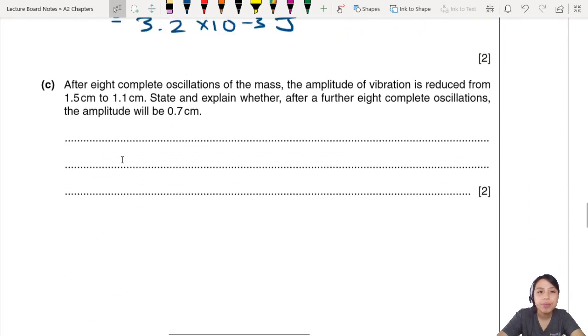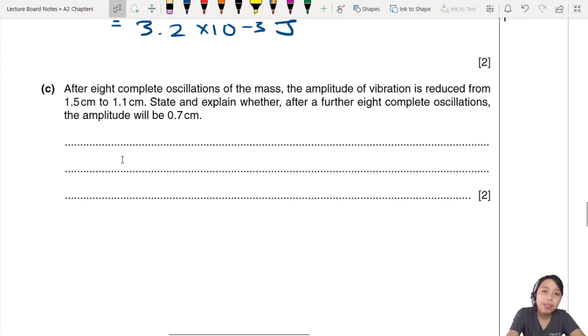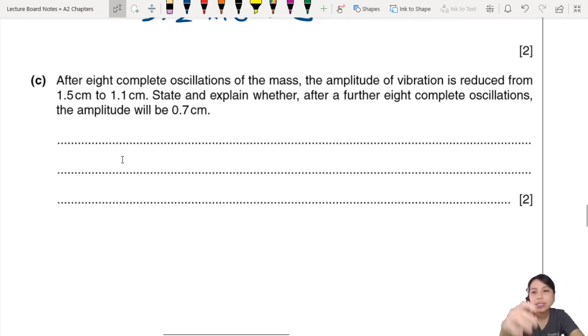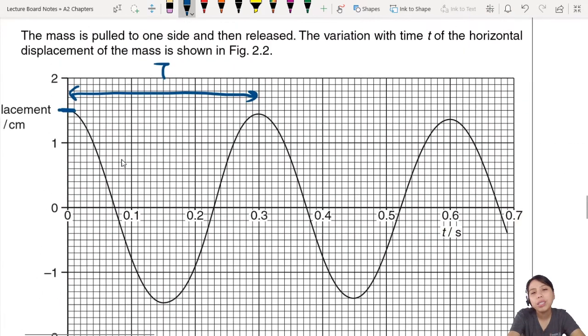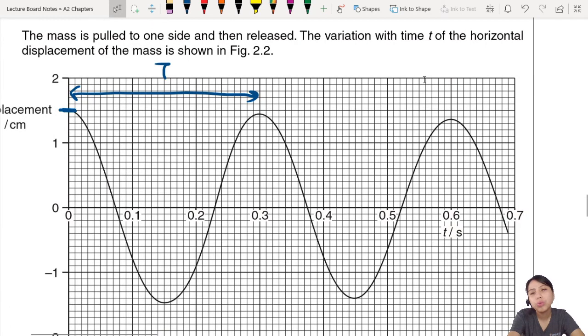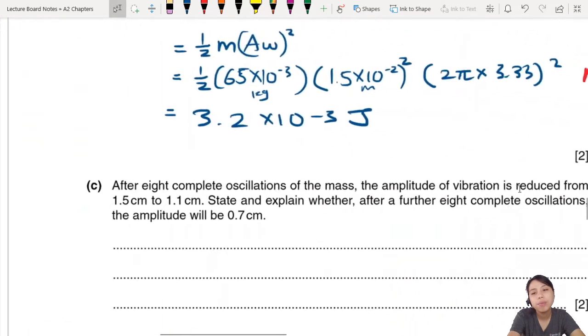C. Ooh, this is an interesting one. After 8 oscillations of the mass, the amplitude reduced from 1.5 to 1.1. State and explain whether after a further 8 oscillations, the amplitude will be 0.7 or not. So how many oscillations are on this chart? 1, 2, only got 2 here. How can we see 8?